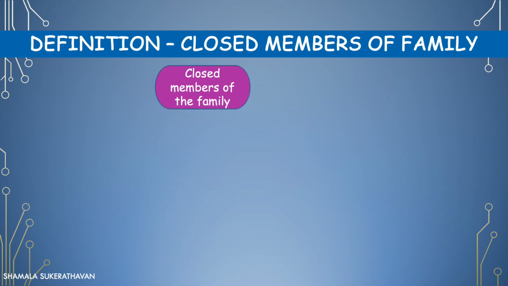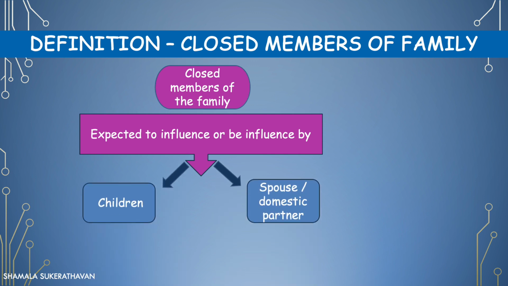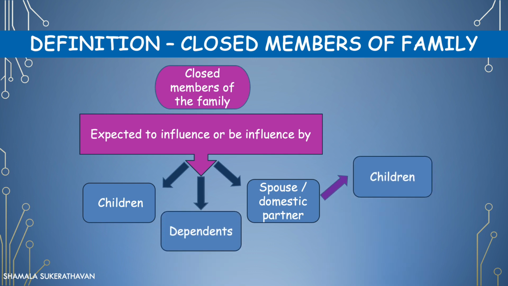Close members of the family of a person are those who may be expected to influence or be influenced by that person's dealings with the entity and include the person's children, spouse or domestic partner, children of the person's spouse or domestic partner, dependents of that person, or dependents of that person's spouse or domestic partner.